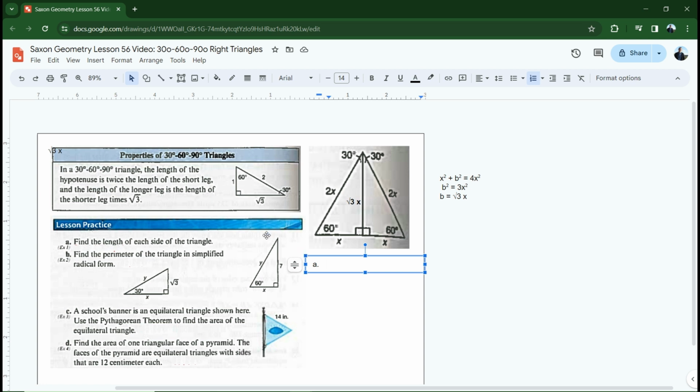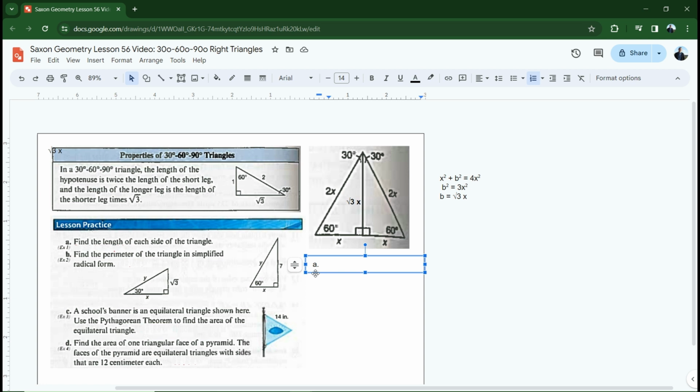First of all, we need to look at this 30, 60, 90 triangle. I know it's 30, 60, 90 because the 60 degrees and the 90 degrees are marked. The last angle has to be 30. Anytime my triangle marks two of those angles, I can always infer that the third angle has to be the one that's missing. And then I need to find the length of each side of this triangle.